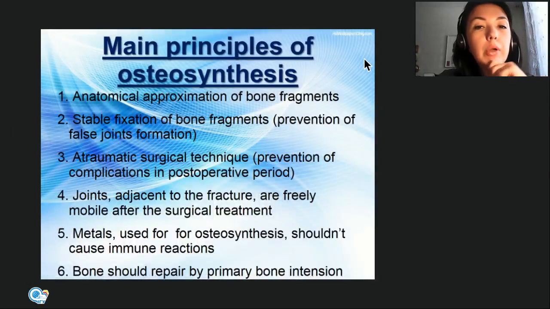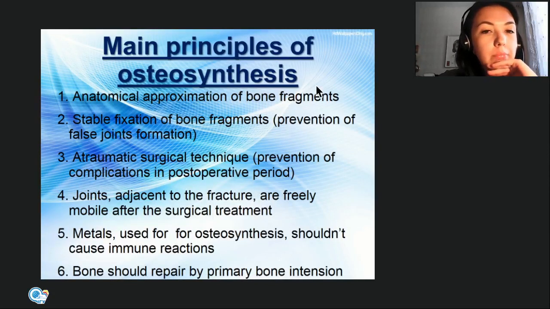So what are the main principles of osteosynthesis? Sumit Tanwar today wants to go on air for 5 times already. It's not compulsory, Sumit Tanwar, please. It's a lecture, or 6th time.